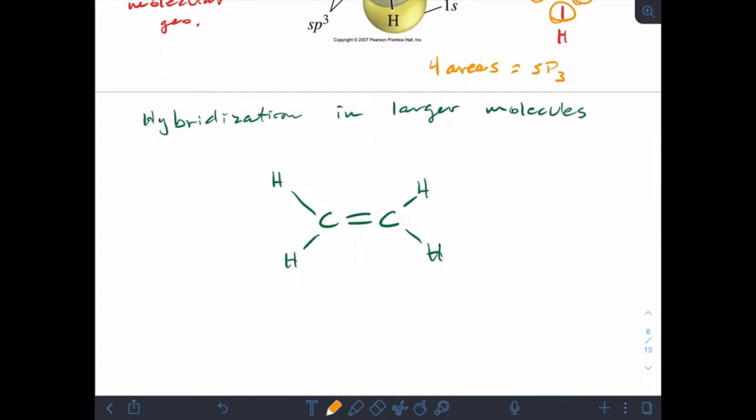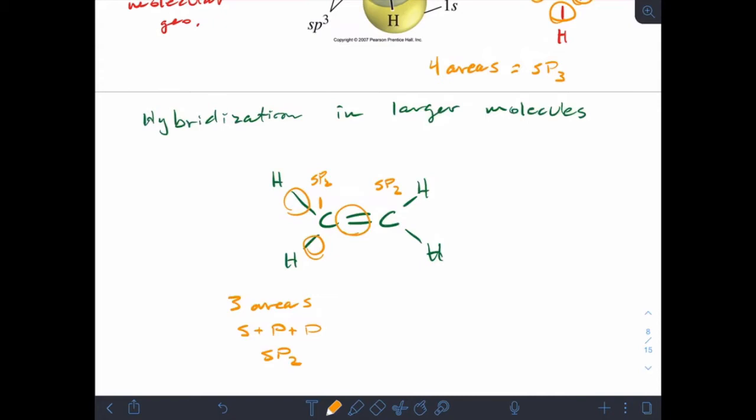So let's take a look at this carbon on the left and call it carbon number 1. How many areas of electrons are around that carbon? We have 1, 2, 3 areas around that carbon. So 3 areas means S, P, and P, or we call that sp2. Okay, so carbon number 1 is sp2 hybridized. And then carbon number 2 is exactly the same, so it's also sp2 hybridized.